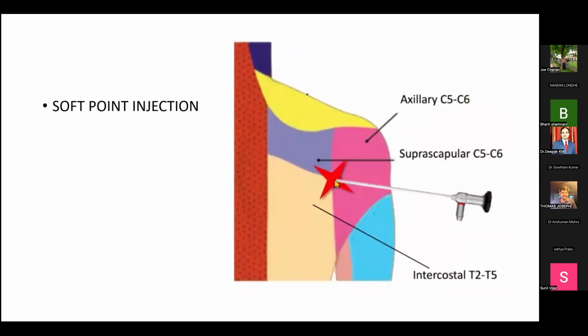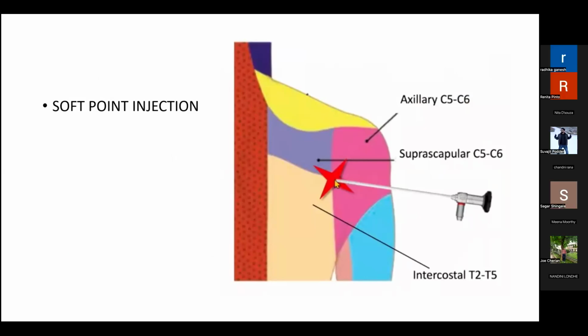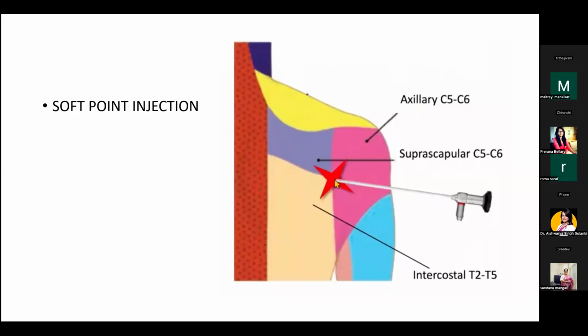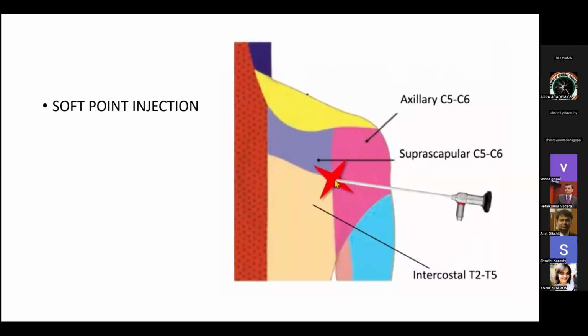Soft point injection is nothing but, if you do not include the C8 nerve root, then we have to inform the surgeon to infiltrate local anesthetic before they put the port. That is 1 centimeter inferior, 1 centimeter medial, and 1 to 2 centimeters inferior to the posterolateral aspect of the acromion, where exactly the surgeon will put the posterior port.